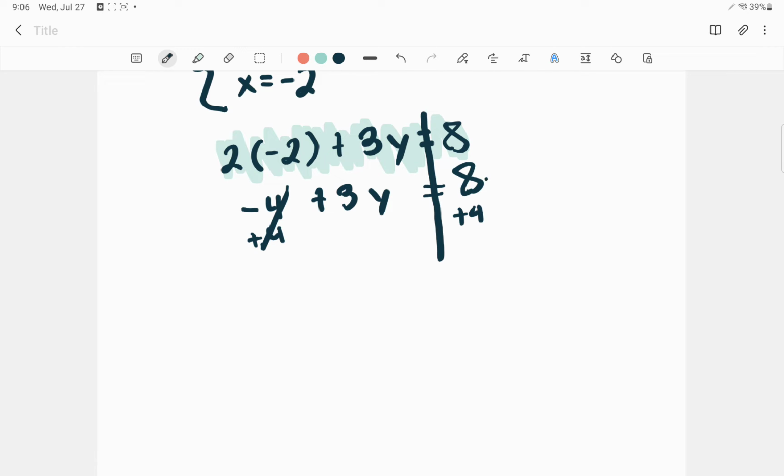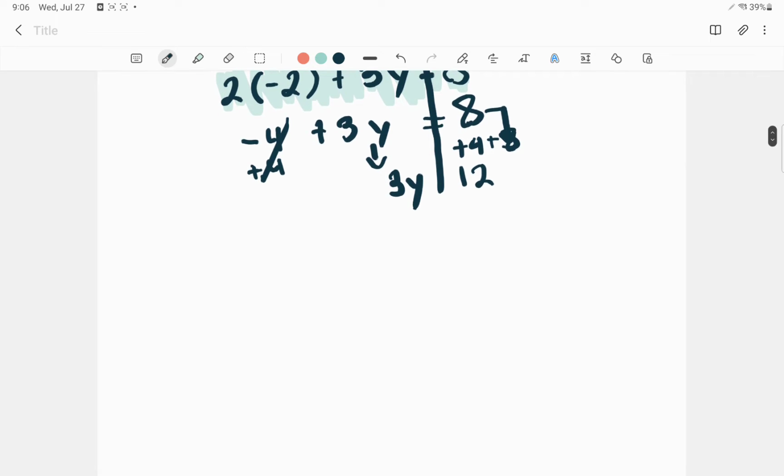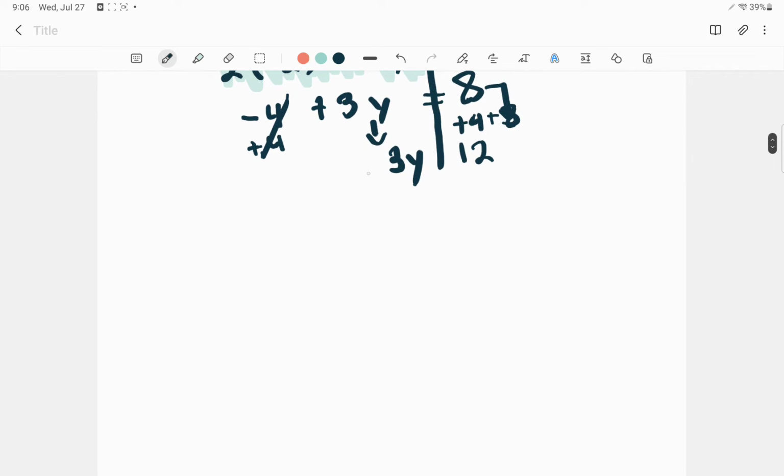They cancel out. And 8 and 4, I can actually add them together. So I'm going to add them together. It's going to be 12. Over here, I'm just going to drop everything else that I didn't use. And I'm also going to put the sign in front of it because I don't want you guys to forget. If there's a negative, you got to bring it too. So I'm going to bring everything else down. So it's the plus 3y.